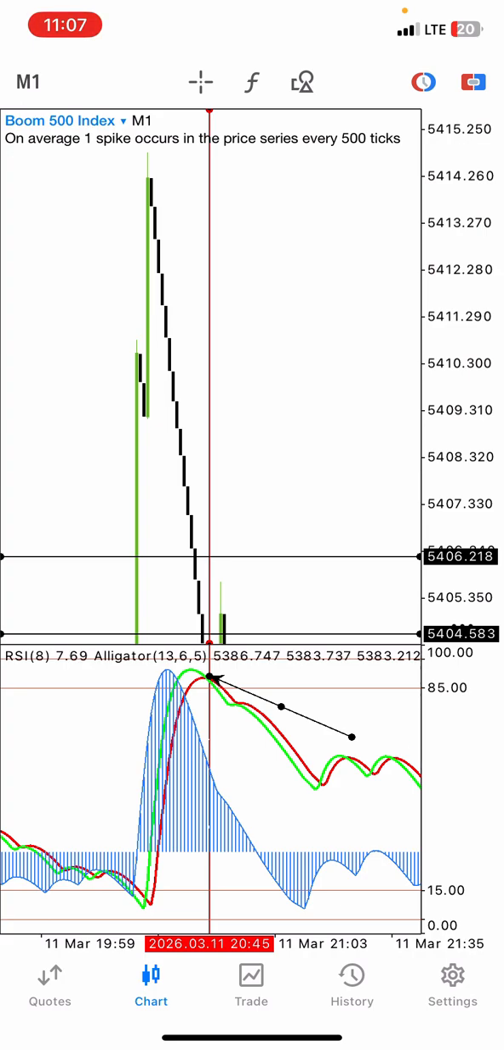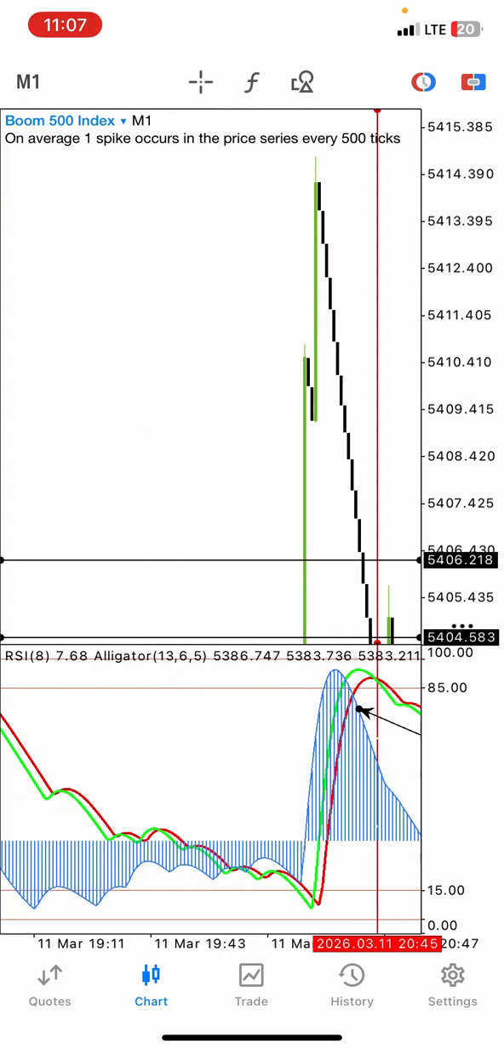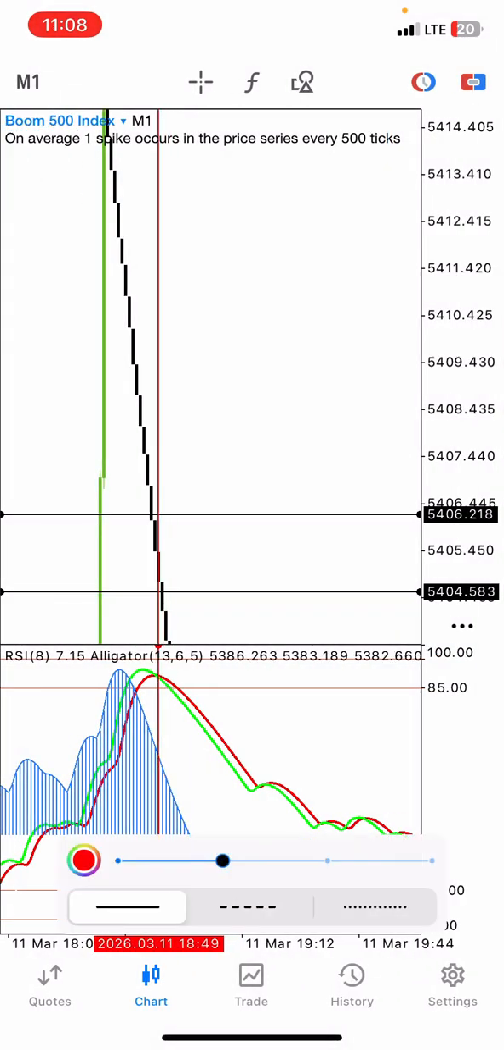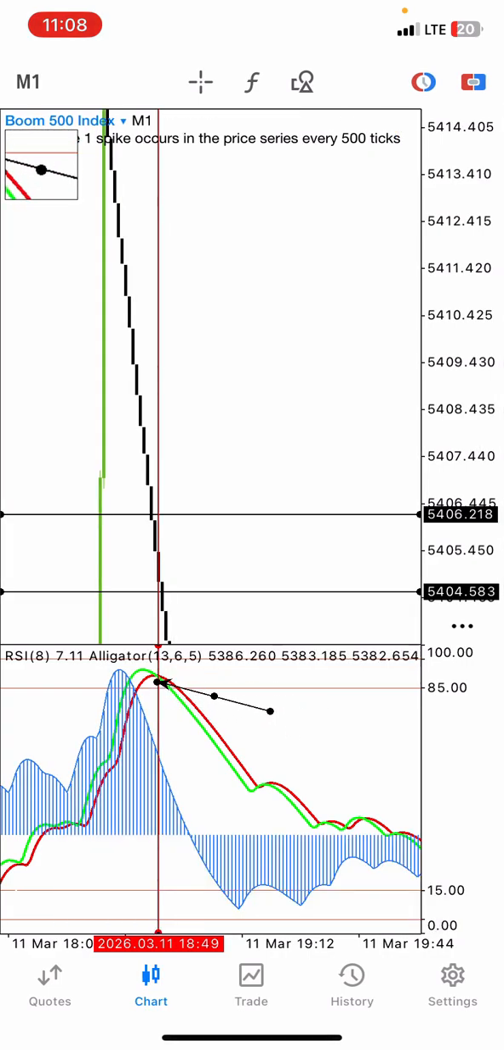Right. So again, let's check another place right there. Here's another place. You make your entry right here, where you see the crossing. This is where you make your entry. Once you see the green indicator crossing the red and you have the blue indicator inside this overbought zone, just know that it will be selling. Once this green crosses, you're making an entry.